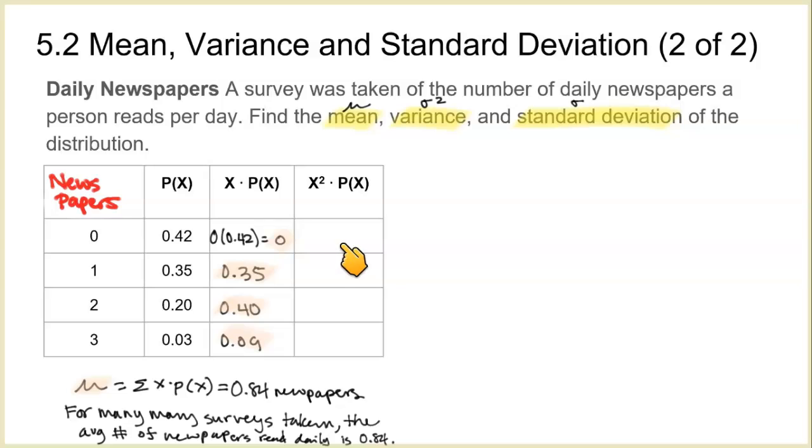Now our variance again comes from the last column, so we have the x squared, these values squared, times the respective probability.